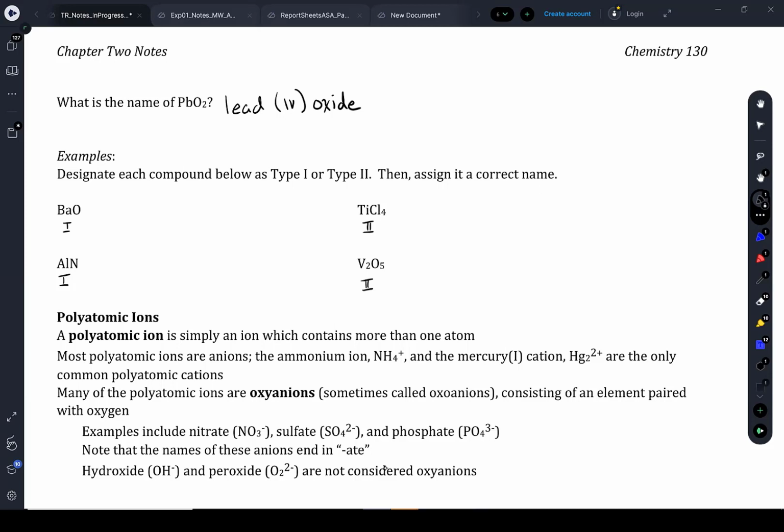So what's the name of this, please? Barium. And then oxygen becomes oxide. Very good. This one.